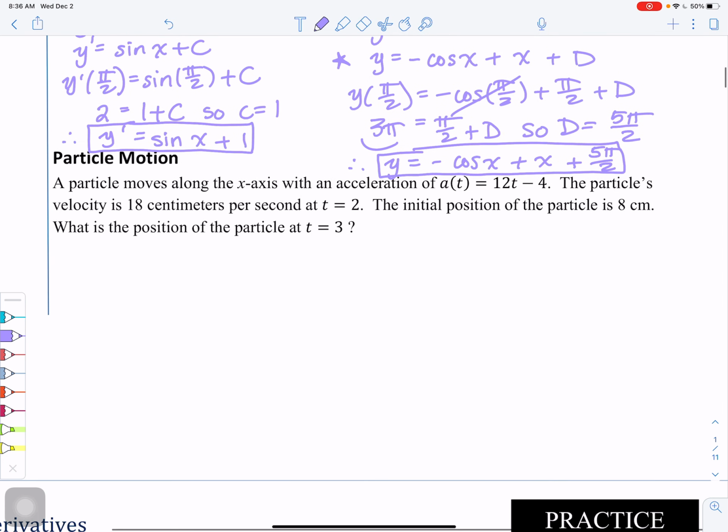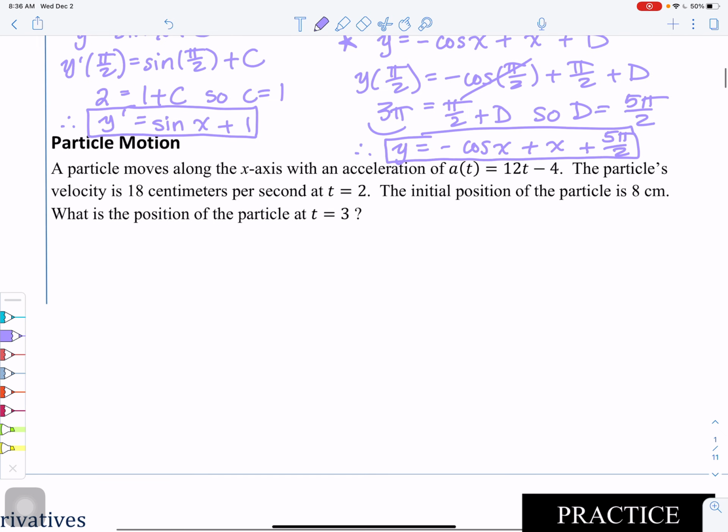Particle motion. A particle moves along the x-axis with acceleration a of t equals 12t minus 4. I'm going to go ahead and get that written. The particle's velocity is 18 centimeters per second at t equal to 2. Do you know what we were just given? We were just given an initial condition, okay? So let's go ahead and write down what we were given. The velocity at time 2 is 18.